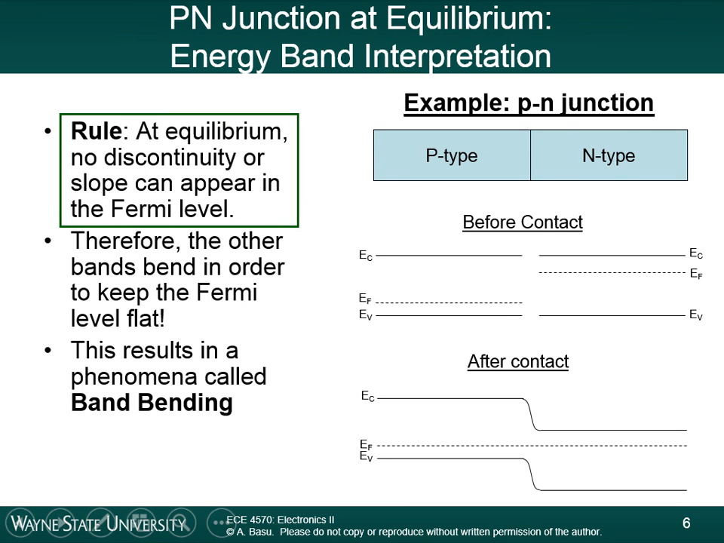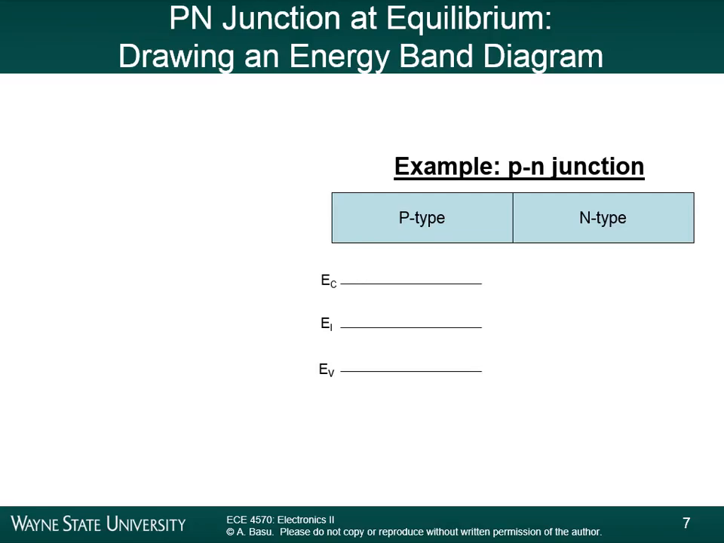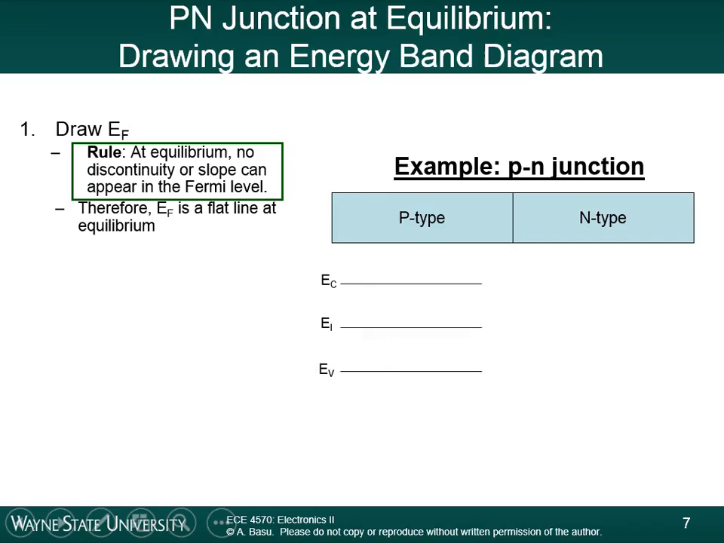Okay, so this slide shows how to draw the energy band diagram. The first thing you would do is draw the p-type semiconductor. So start with EC, EI, and EV. First you draw EF. Okay, so EF will be a flat line at equilibrium. Starting with the p-type semiconductor, just like the problem you've done in your previous exams, if you know what the doping of the p-type semiconductor is, you can find the location of the Fermi level. So you draw the Fermi level in there based on that.